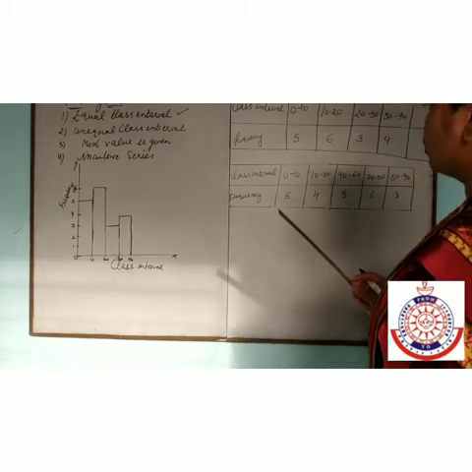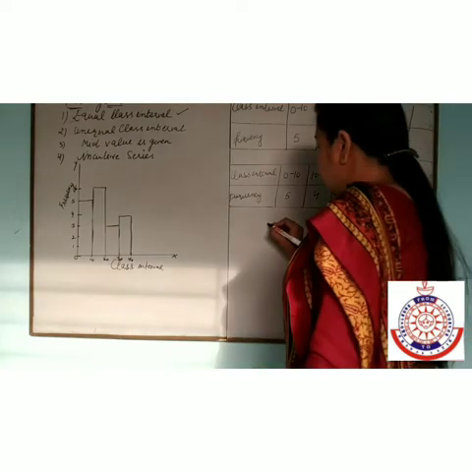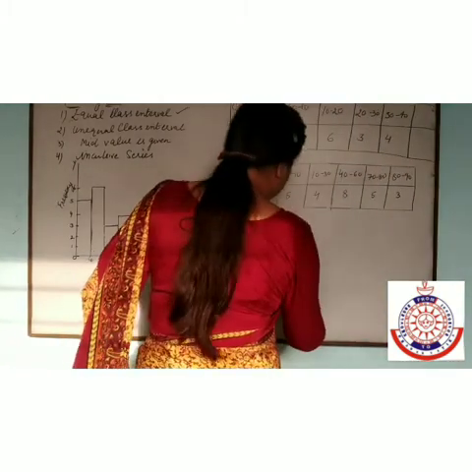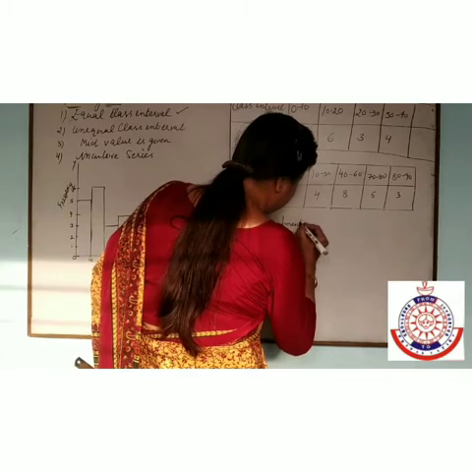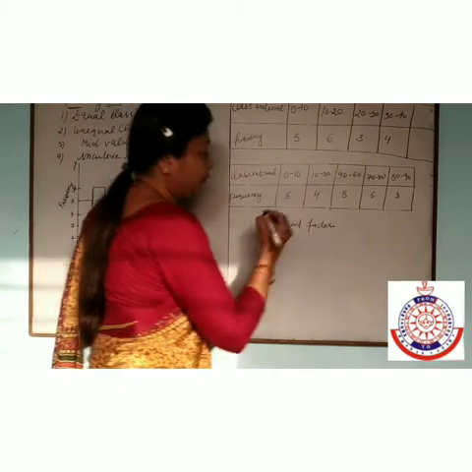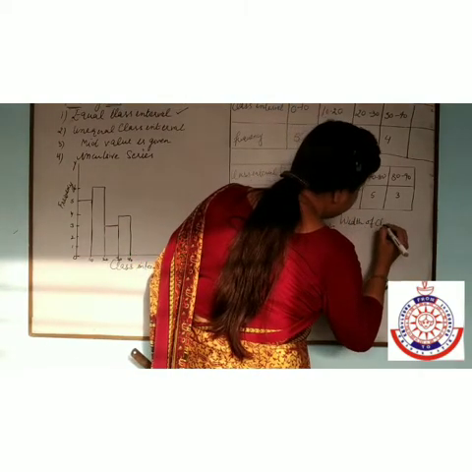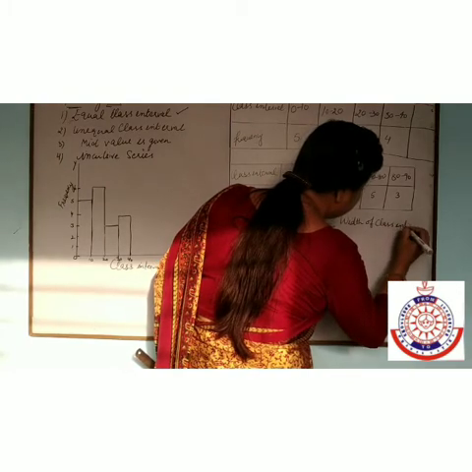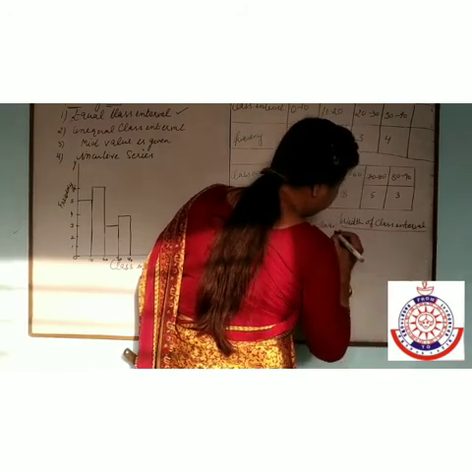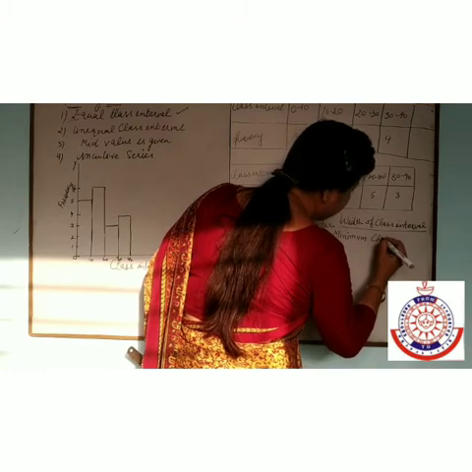Whenever the class interval is not equal, we have to use an adjustment factor. What is the adjustment factor? Adjustment factor is equal to the width of the class interval divided by the minimum class interval.